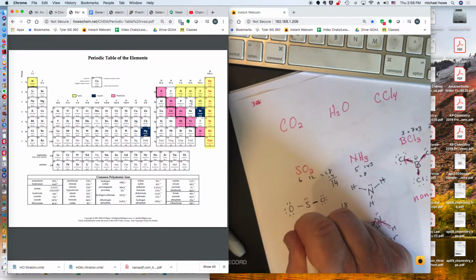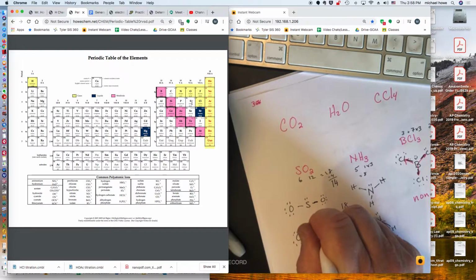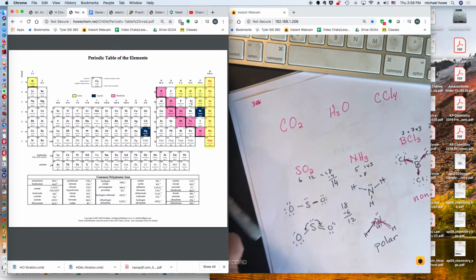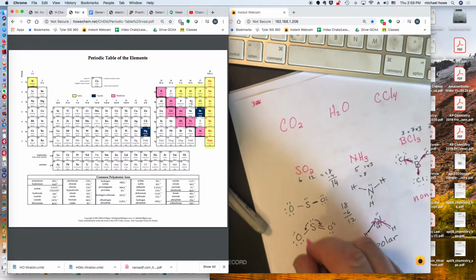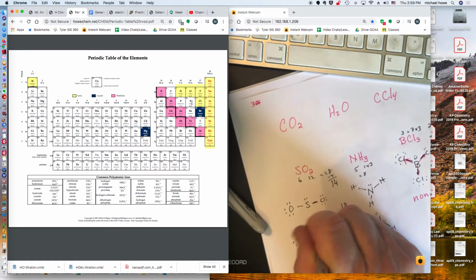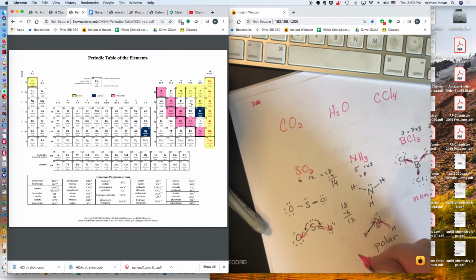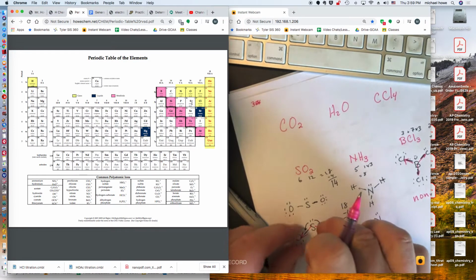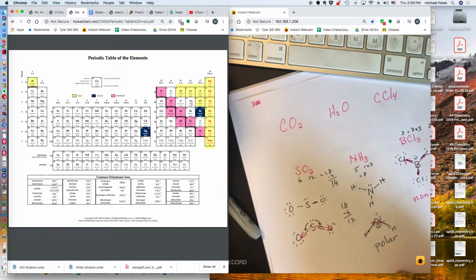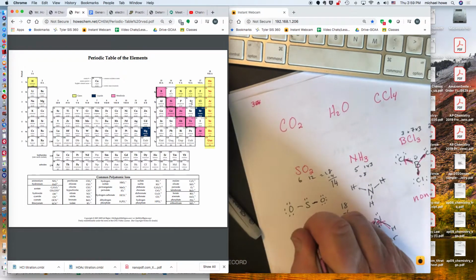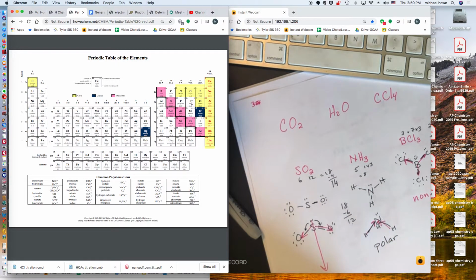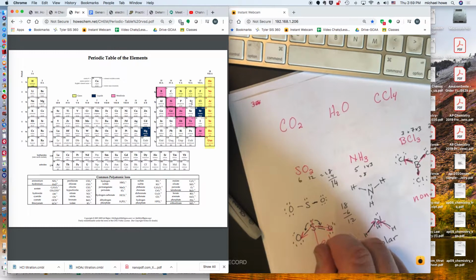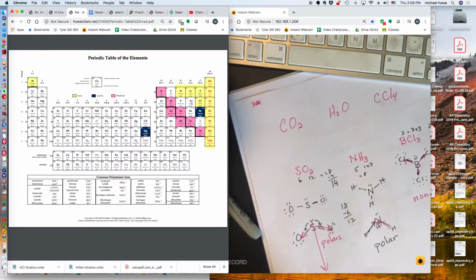That's because these guys push those guys down. So now the arrows are going to go toward the more electronegative element, like that. They're not going to cancel each other out because they're not pulling straight out, they're pulling in this direction. And that's going to make this sulfur move in that direction overall. So that molecule will be polar because the vectors do not cancel.